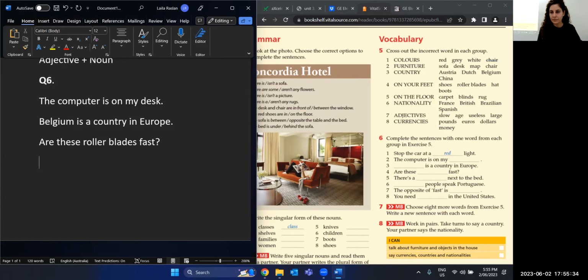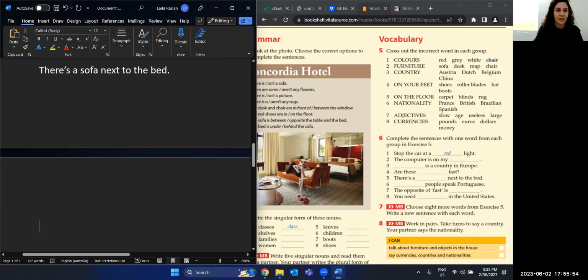Number 5, Fernando. There's, yeah. There's a, you have to push the a. There's a sofa next to the bed. Yeah. There's a sofa. 6, Anderson. Yeah, good. Good pronunciation. Brazilian people speak Portuguese.